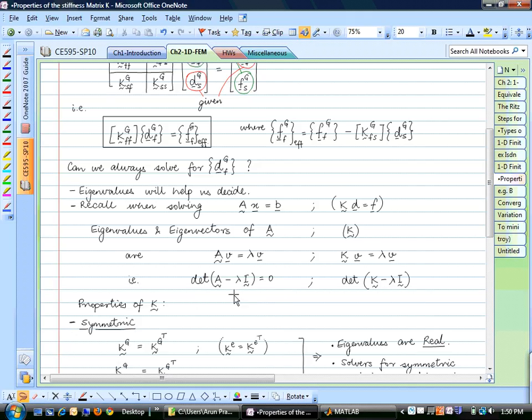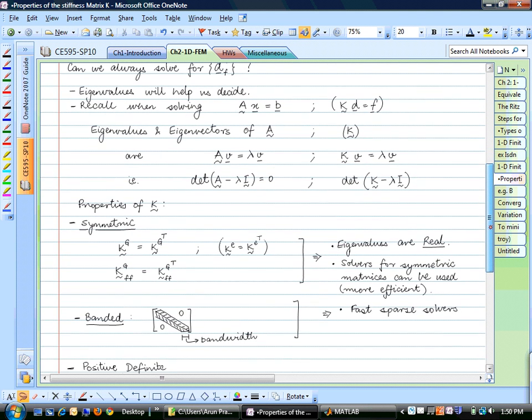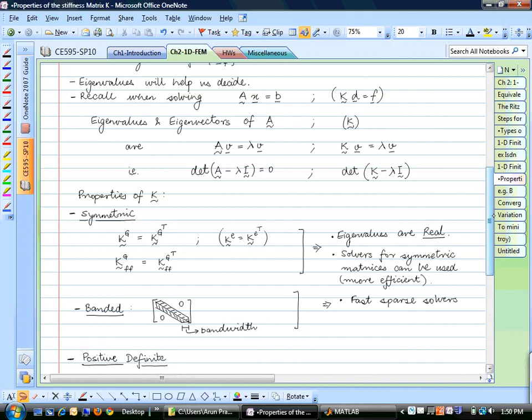Is this equation familiar to you? Okay. This is the familiar equation for eigenvalues, how we find eigenvalues. And we'll take an example of that in a little bit. But let's take a look at some of the properties of our K that we have obtained.